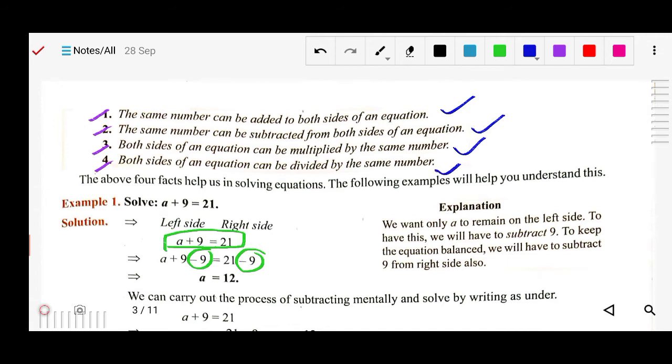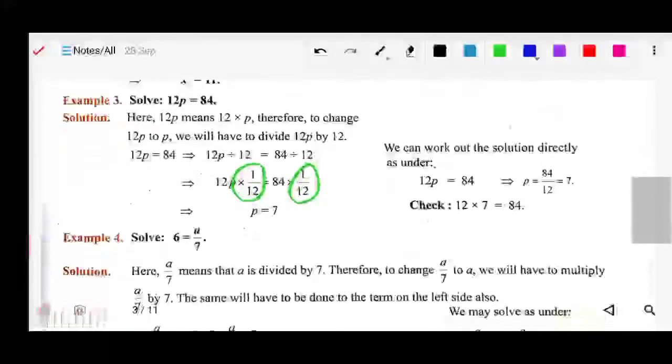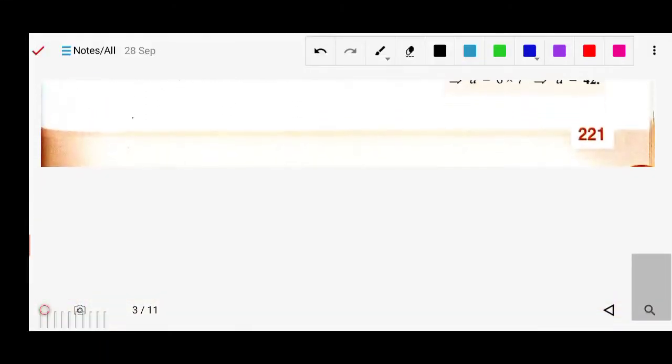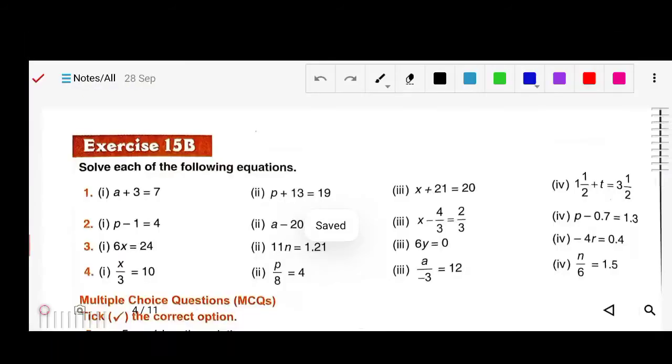Okay, so these 4 points you must remember and understand, because this concept will be used in the exercise. Now, here are some already solved examples. Now we will solve exercise 15b.